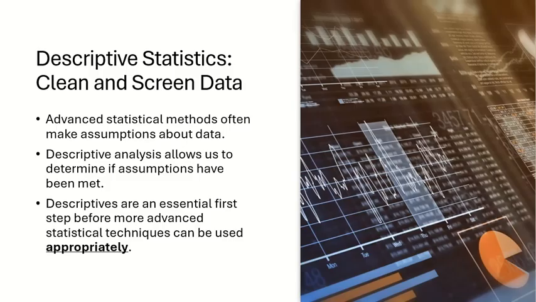So advanced methods make assumptions like normality and levels of measurement, also assumptions about variance and independence of cases, observations. So descriptive analysis allows us to determine, at least to an extent, if those assumptions are met. And so this is essential. Weed out outliers that might be influencing the mean greatly, those kinds of things. So it's an essential first step before more advanced measures can be taken.